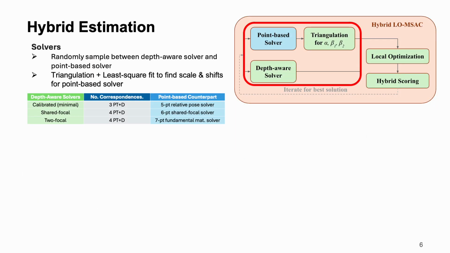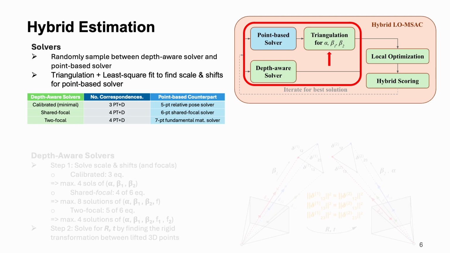In the hybrid RANSAC estimation, we randomly sample between the depth-aware solver and the corresponding point-based solver as shown in this table. The 3 depth-aware solvers each correspond to the classic 5-point relative pose solver, 6-point shared focal solver, and 7-point fundamental matrix solver, respectively. If a point-based solver is selected, we obtain the optimal scale and shift values using triangulation and least squares fit.